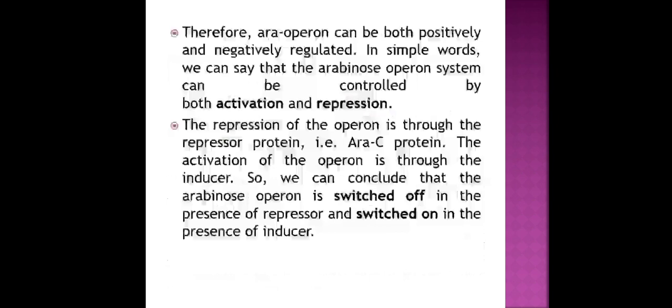The repression of the Arabinose operon is through the repressor protein, that is the araC protein, and the activation of the operon is through the inducer, that is the Arabinose. So we can conclude that the Arabinose operon is switched off in the presence of repressor and it is switched on in the presence of inducer, that is the Arabinose. So in short, that is the information about the Arabinose operon.